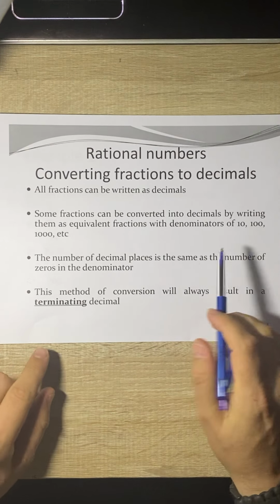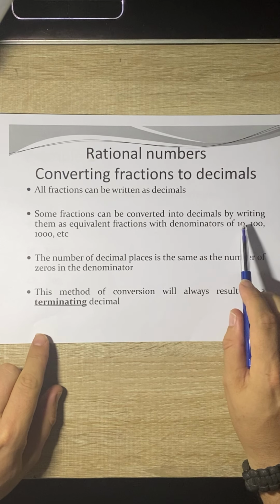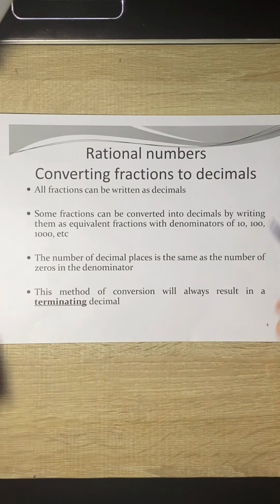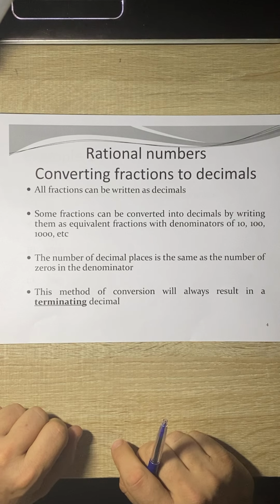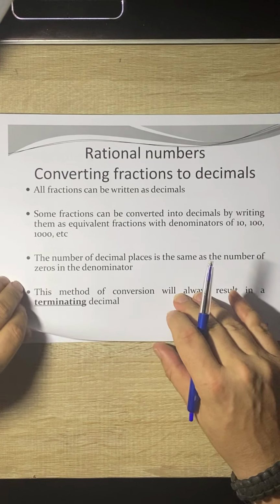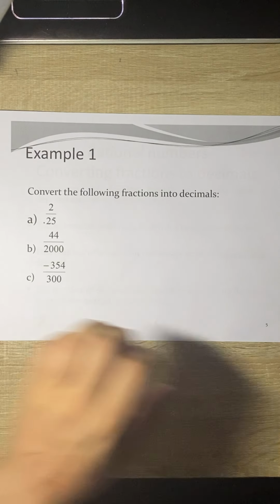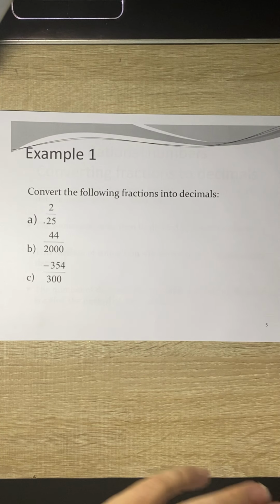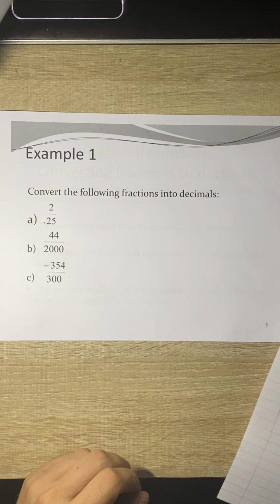Okay, so if you divide anything by multiples of 10 like this, 10, 100, 1000, 10,000, 100,000, etc., it will always terminate. Okay, so if we have a look at these examples here, convert the following fractions into decimals.